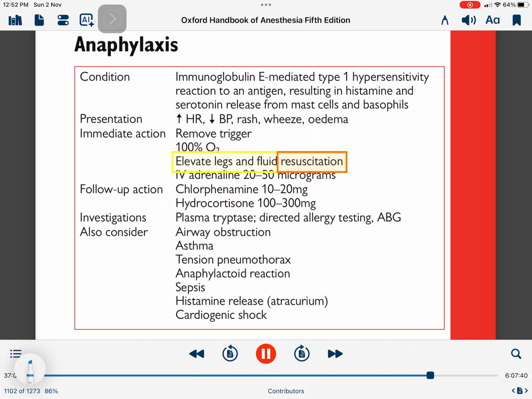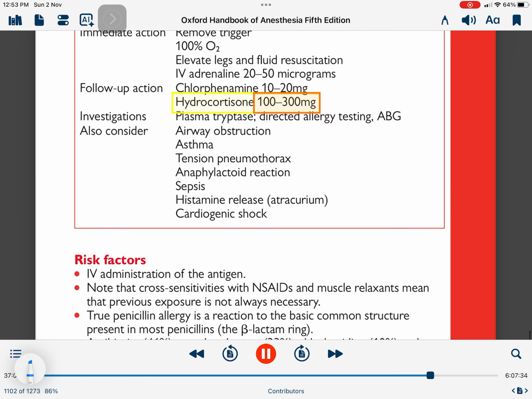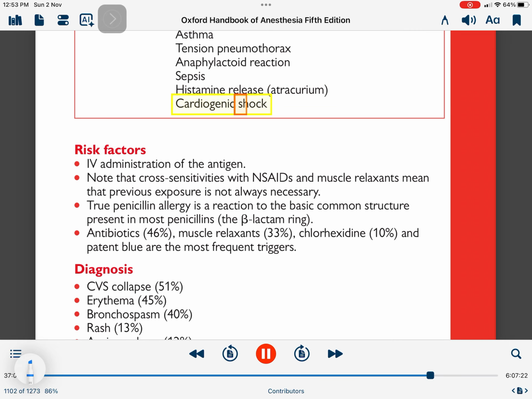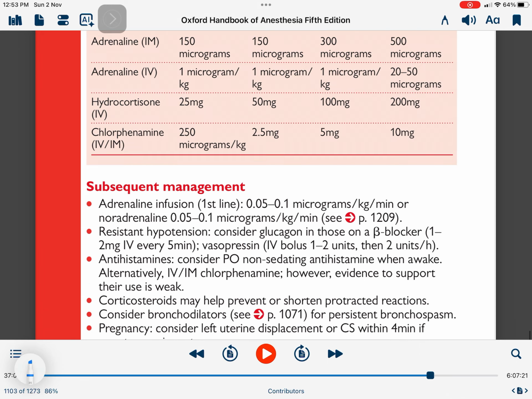Elevate legs and fluid resuscitation. IV adrenaline 20-50 micrograms. Follow-up action: chlorphenamine 10-20 mg, hydrocortisone 100-300 mg. Investigations: plasma tryptase, directed allergy testing, ABG. Also consider airway obstruction, asthma, tension pneumothorax, anaphylactoid reaction, sepsis, histamine release with atracurium, cardiogenic shock.